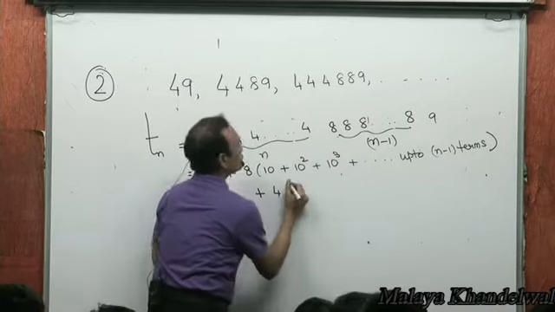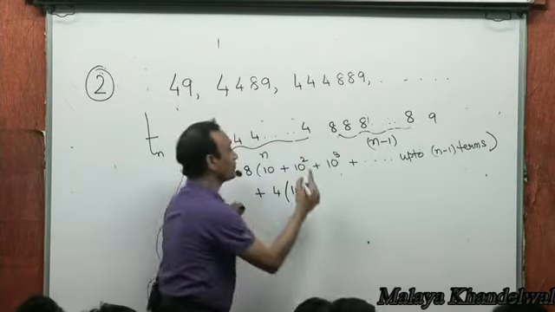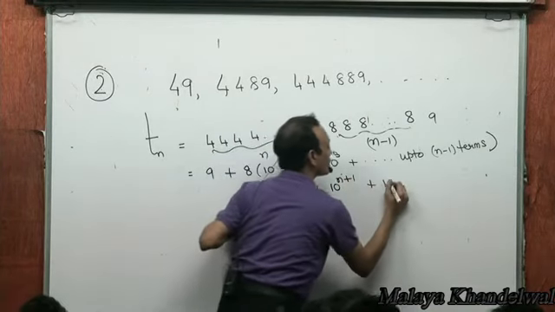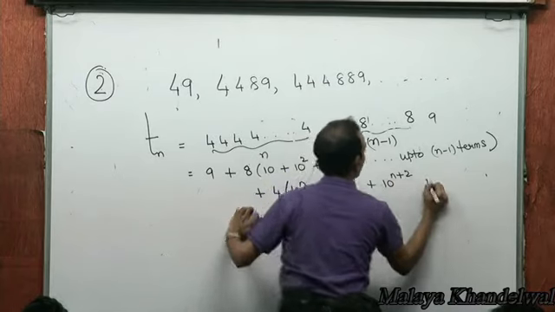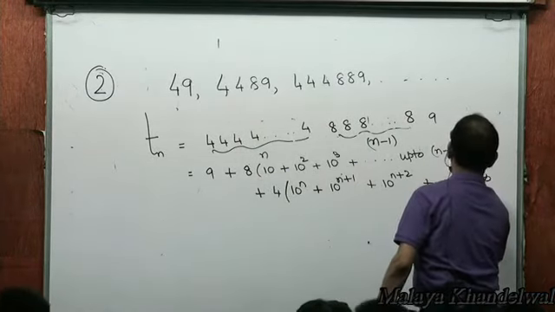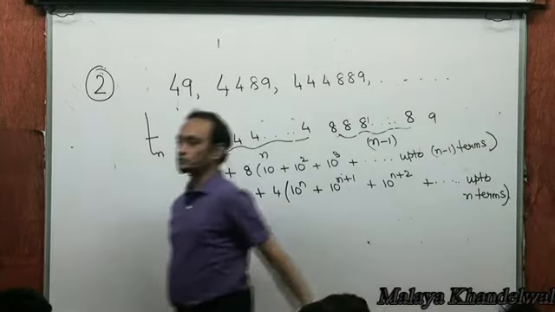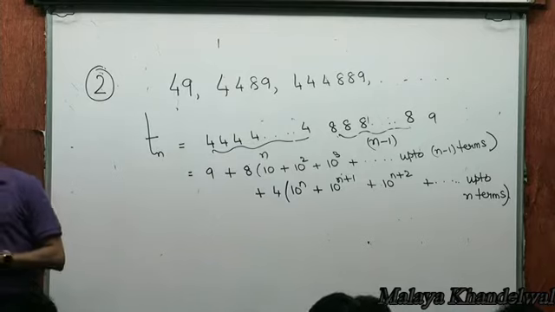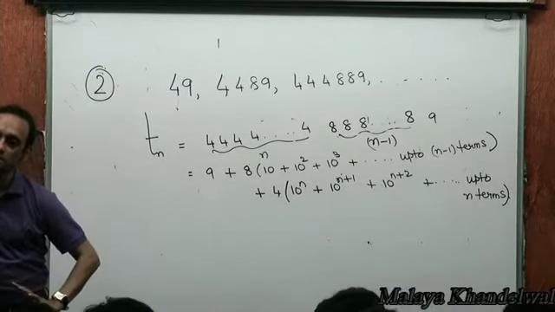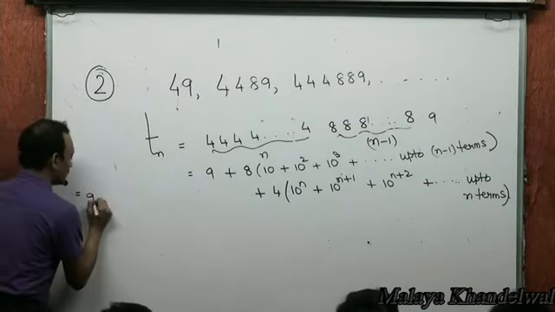So 4 into 10 to power n, right? There are n members after this 4. Then one more after the next 4. Up to n terms. Yes or no? Clear? We need to now simplify matters here. Clear? Okay. This is 9 plus.